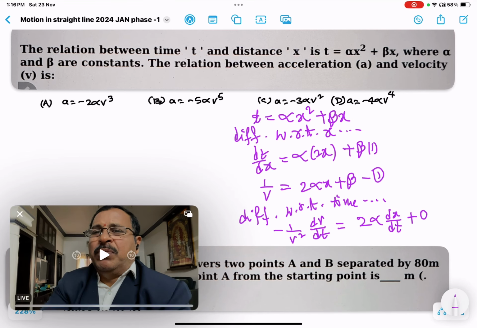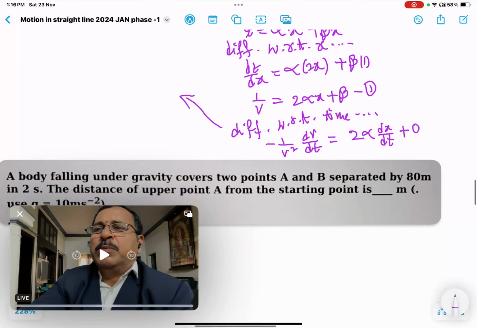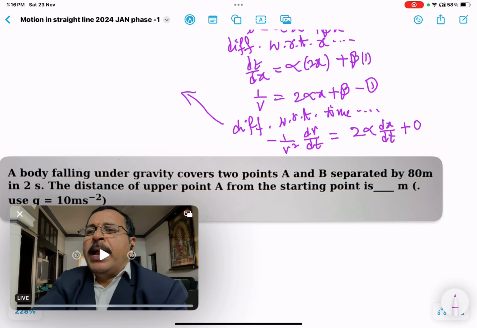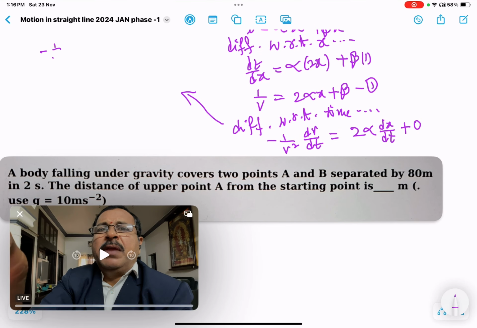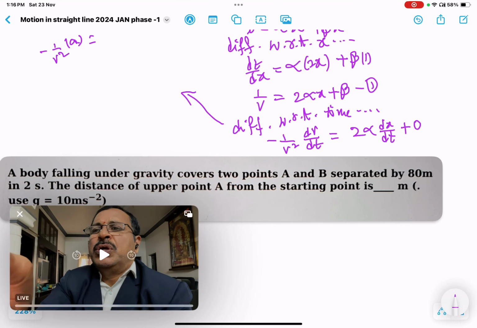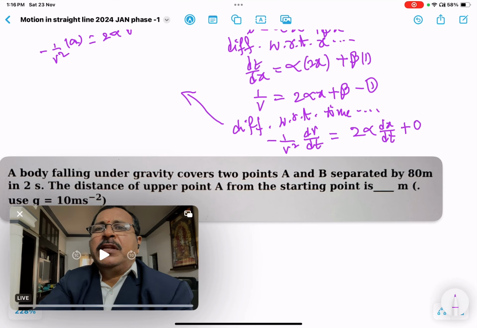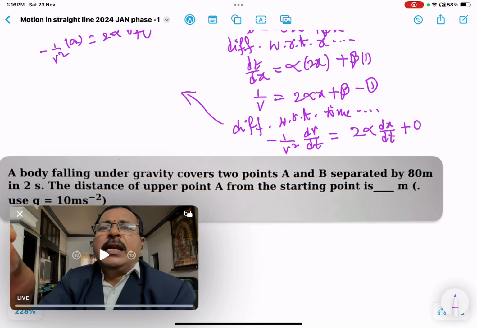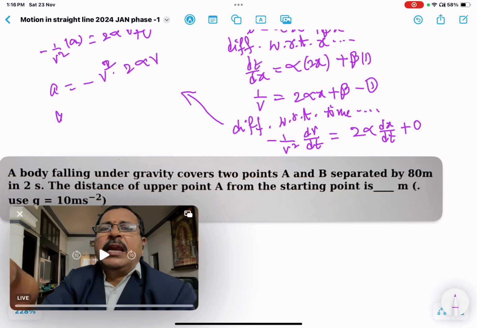So I'm writing the left side now. Minus 1 by v square dv by dt, which is acceleration, equals 2 alpha into v, the velocity, since dx by dt is the rate of displacement, plus 0. So finally, a equals minus 2 alpha v cube. Final answer is minus 2 alpha v cube. This is the formula, right?